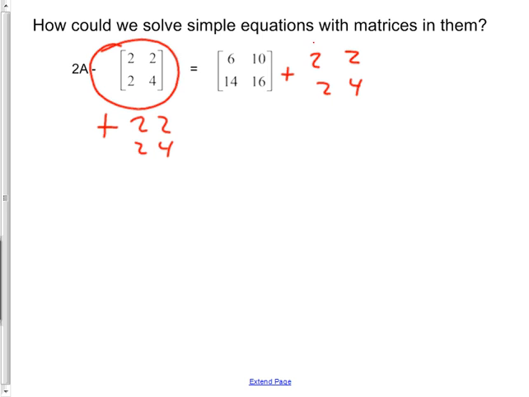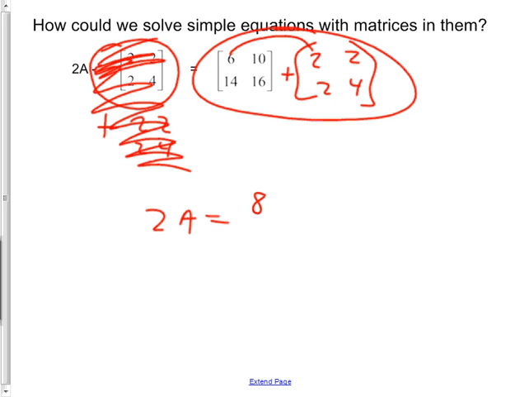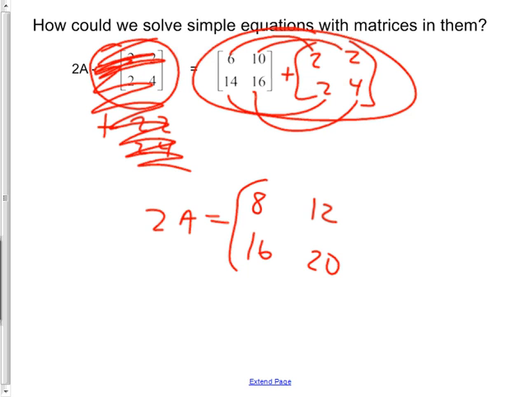Now adding doesn't matter if it's A, B, or B, A. You can reverse them and it'll add just fine. But I know that's going to cancel that, and yay, it's all gone. So 2A is equal to whatever I get when I add these. 6 plus the 2 makes 8. 10 plus the 2 makes 12. 14 plus the 2 makes 16. And 16 plus the 4 makes 20. That's pretty easy, wasn't it? Just add that one matrix to both sides.